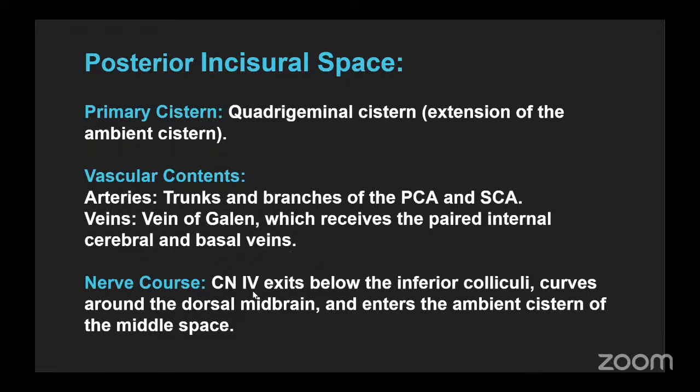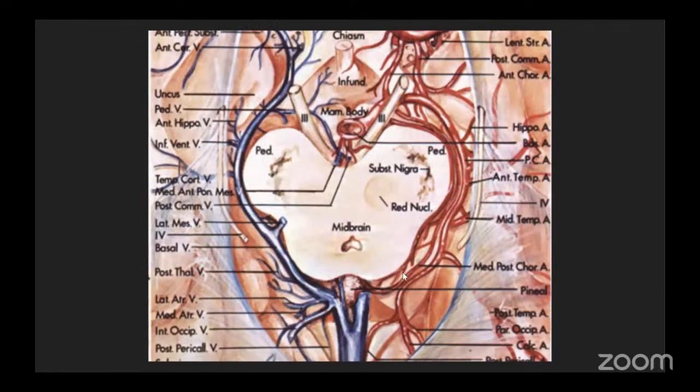What is the nerve course? Cranial nerve 4 exits below the inferior colliculi. I already mentioned it, that it exits somewhere around here, and then it courses anteriorly like this. So in the posterior space, this is the vein of Galen. This is the basal vein, which is getting combined with the vein of Galen. We can see the fourth nerve, which has been cut here, and the terminal branches of the PCA and the superior cerebellar artery.